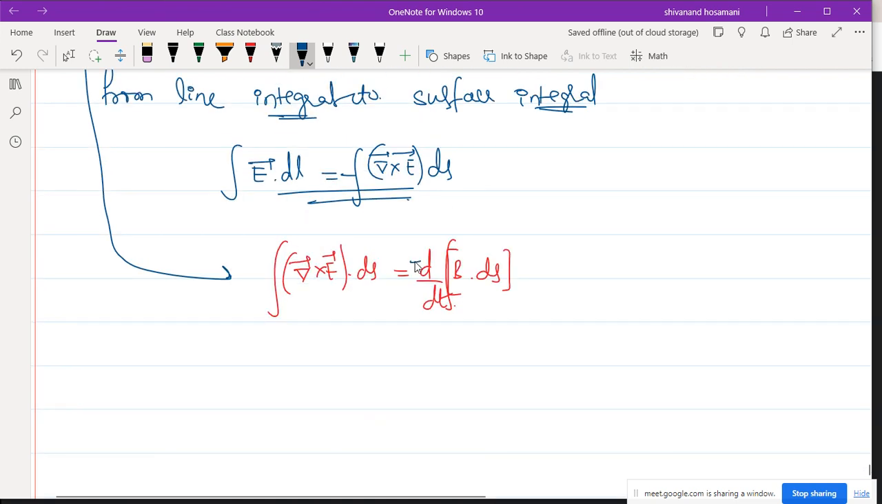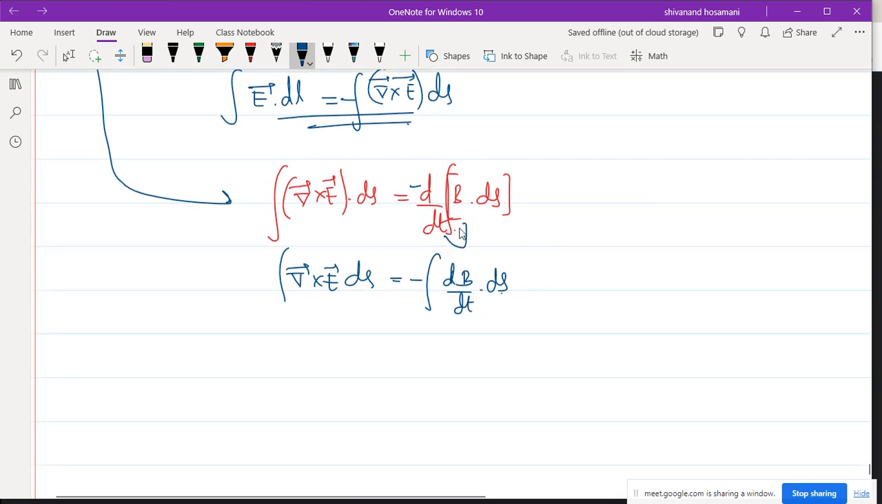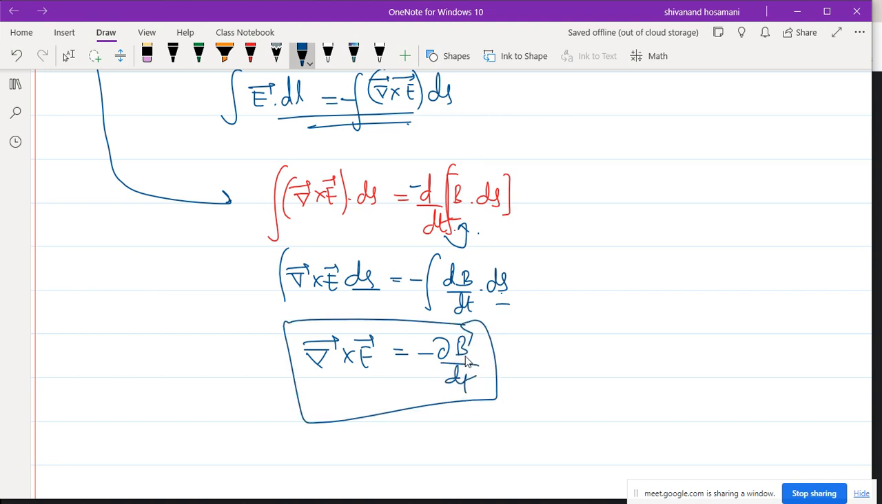Therefore, I can rewrite del cross E integrated over ds as minus, taking the integration outside, dB by dt into ds, because time has no relation to area, so the derivative can be taken inside the integral. Since ds is on both sides, del cross E is equal to minus dB by dt.